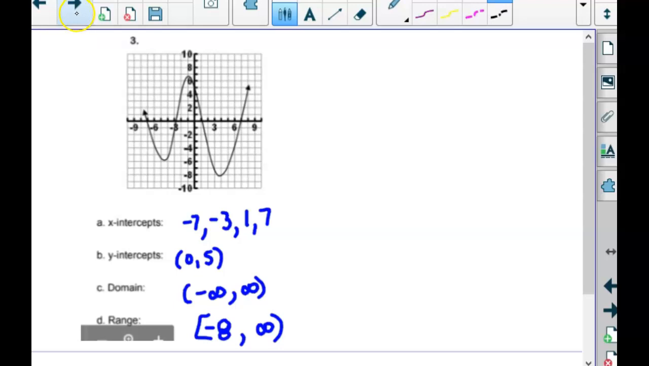Any questions on those first four before I go to the next slide? Everybody checking their answers? Any questions? Remember, its bottom y value here was -8. And everybody got 4 x-intercepts, right?